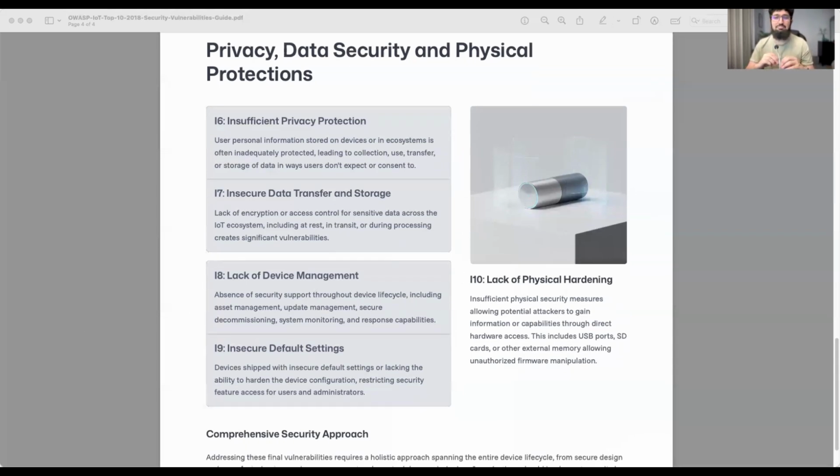This vulnerability encompasses several related issues, including absence of asset management, difficulties in configuration management, challenges in monitoring device status, and inability to detect and respond to security incidents across a device fleet. The lack of device management capabilities makes it difficult or impossible to implement security controls at scale, like tracking asset inventory, monitoring device health, and responding to security incidents effectively, right?